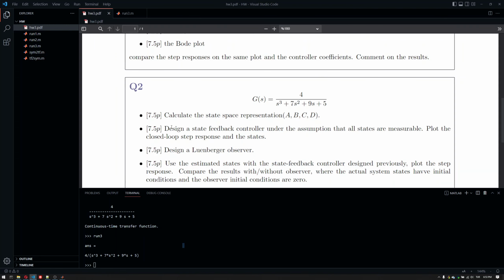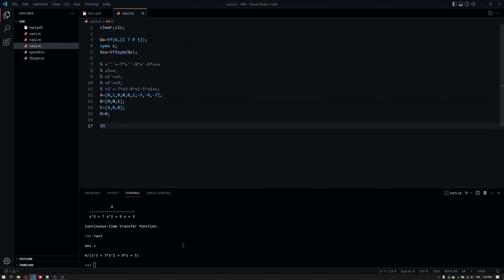Let's move on with the next task here. Design a state feedback controller using the assumption that all the states are measurable. Plot the closed loop step response and the states. I'm sorry. Now, we are asked to design a state feedback controller. So state feedback controller.